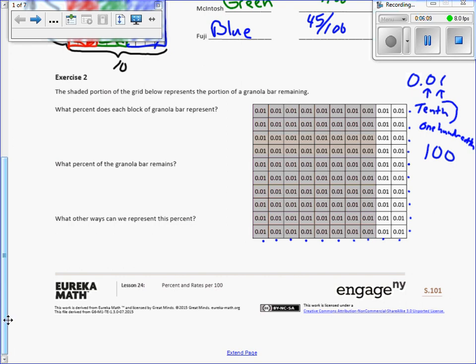It means 1 out of 100 is 0.01. So one of these squares, just like in the last example, that is 1 square out of 100, or 1%.